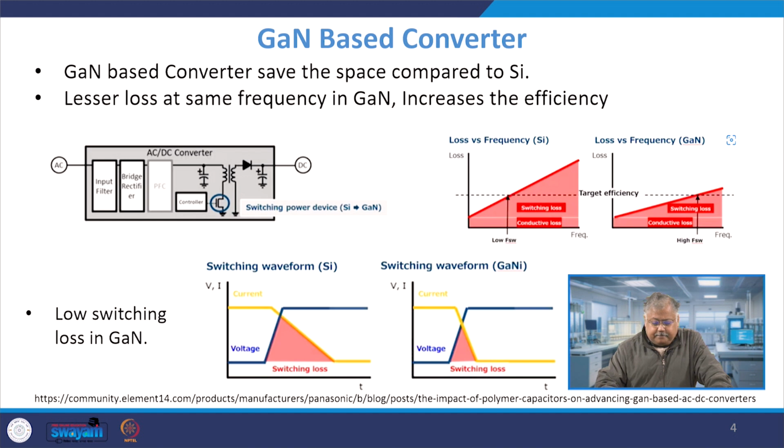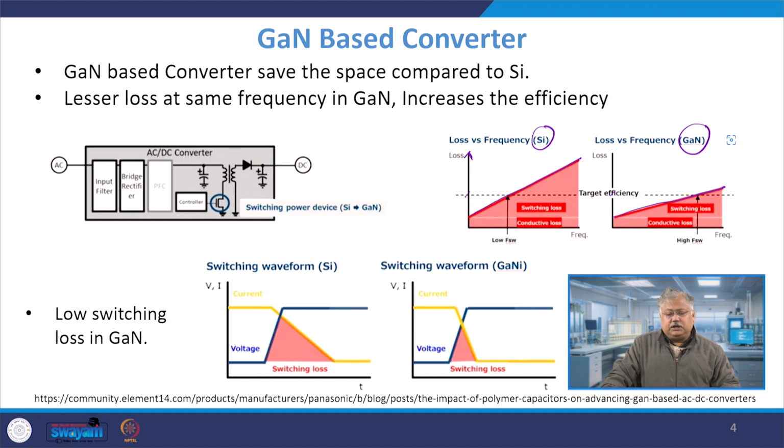If you look at the first diagram here, I have this loss, which is basically the loss because of power dissipation, and we are plotting loss versus frequency for silicon as well as for gallium nitride. Assuming that the target efficiency is the same for both cases, the plot becomes almost linear in nature, and here also it is linear but with less slope. This means gallium nitride will have a much higher frequency of operation as compared to that of silicon.